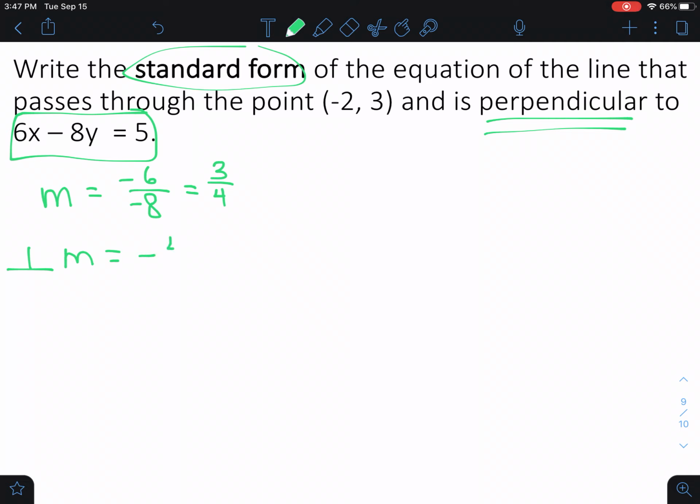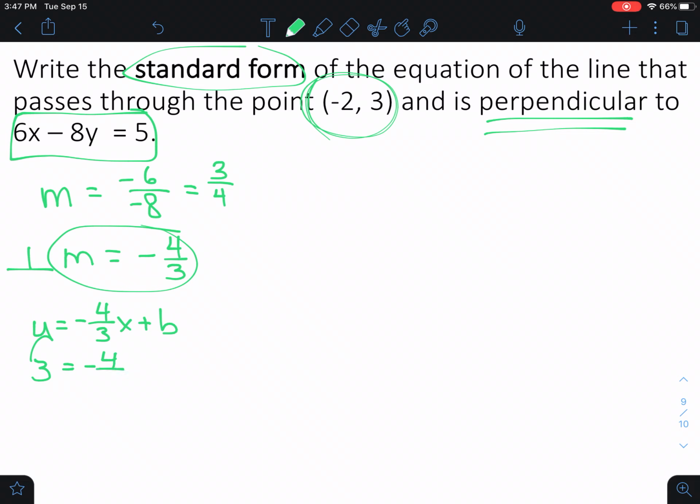So this would be -4/3. Okay, so this is the slope that I want to use. And now I also want to use this point right here. So I've got y equals -4/3 x plus b. And now I'm going to substitute in -2 and 3 for x and y. So x is -2, y is 3. Oops, -2 plus b.